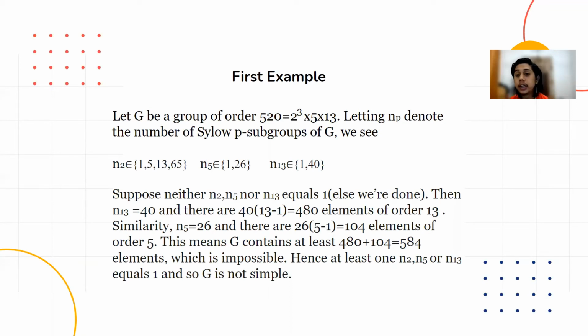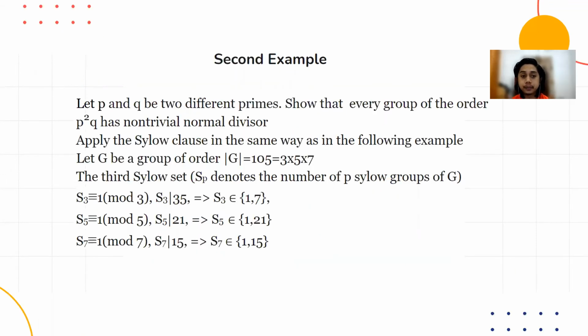So which is impossible. Hence at least one of n2, n5 or n3, n13 equals 1, and so G is not simple. If at least one is not simple, then it means it is a non-trivial group. So we move on to the second example.